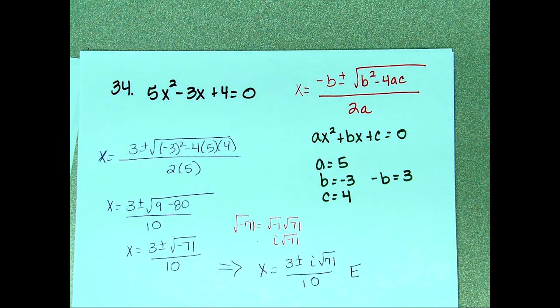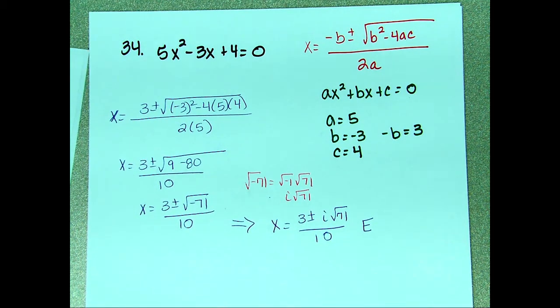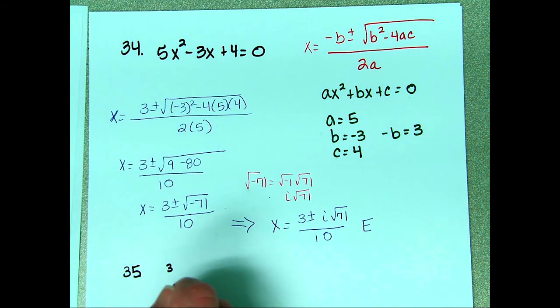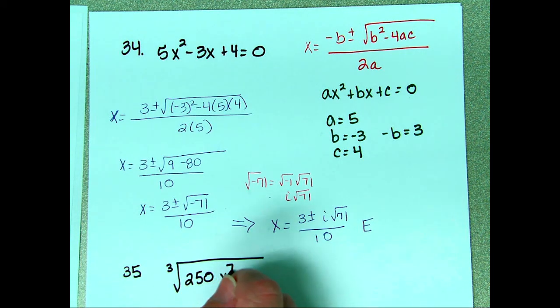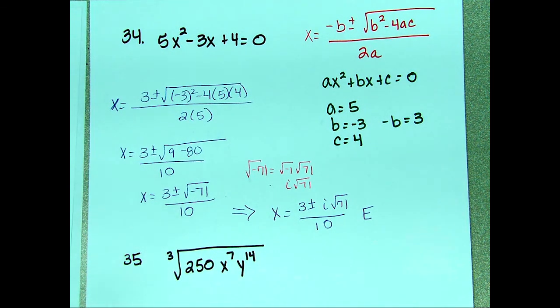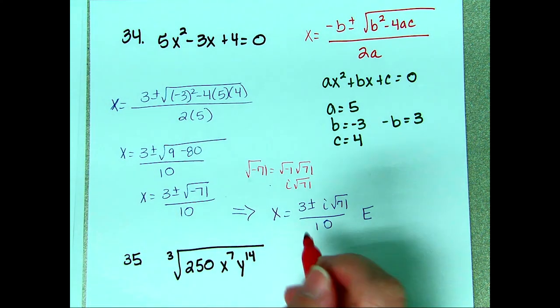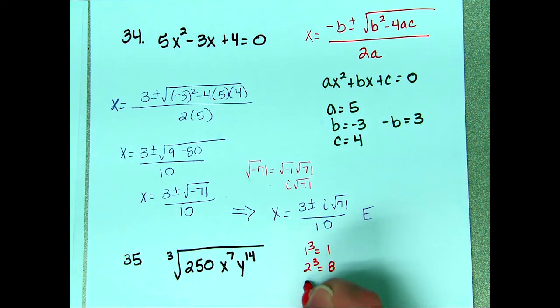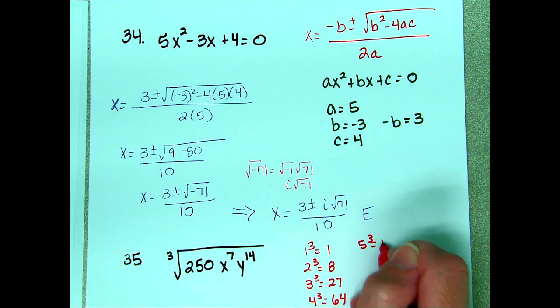Number 35, the cube root of 250 x to the 7th y to the 14th. Let's recall which numbers are perfect cubes. Well, I know 1 cubed is 1, 2 cubed is 8, 3 cubed is 27, 4 cubed is 64, 5 cubed is 125, 6 cubed is 216, 7 cubed is 343, 8 cubed is 512, and so on.